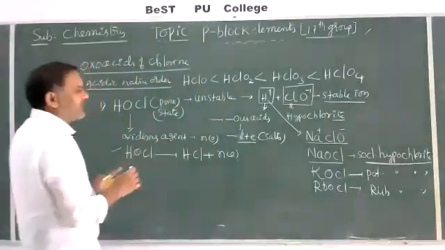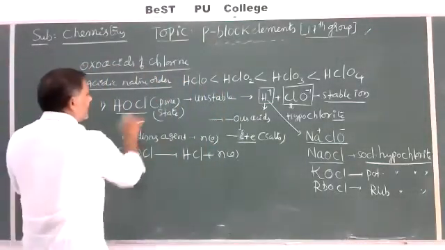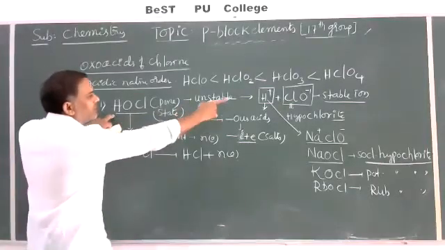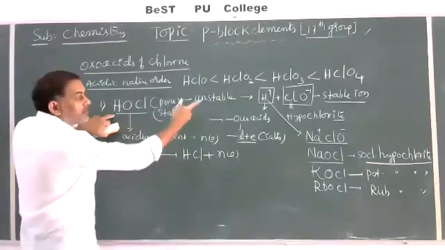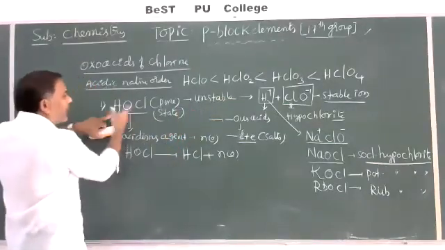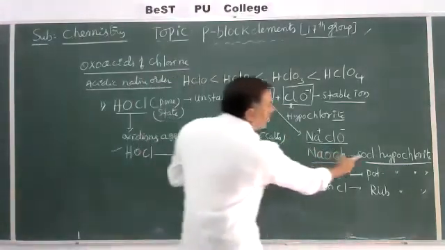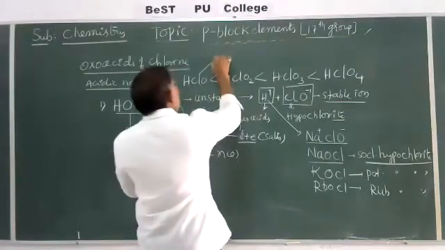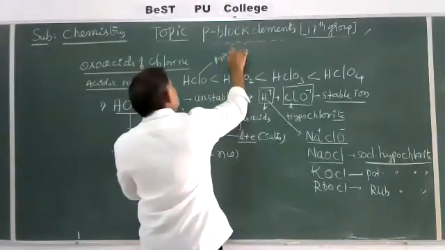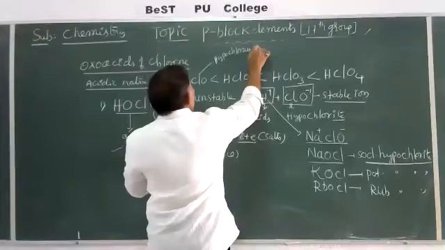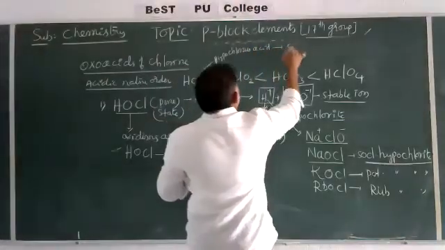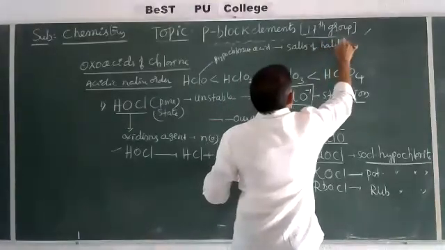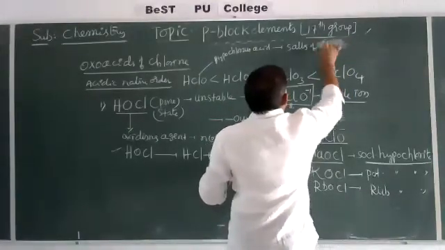Now by using this simple analysis of HOCl: in pure state it is unstable, but in salt form the ions are stable. This is hypochlorous acid, and hypochlorous acid gives salts of hypohalides.